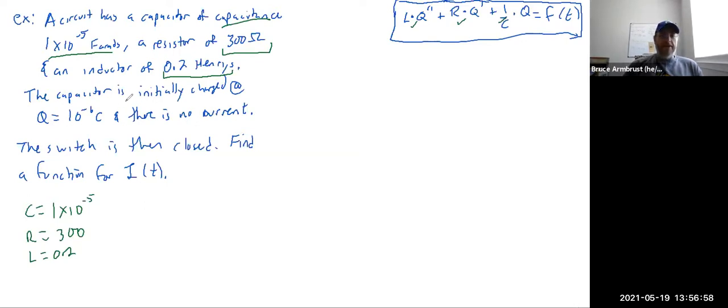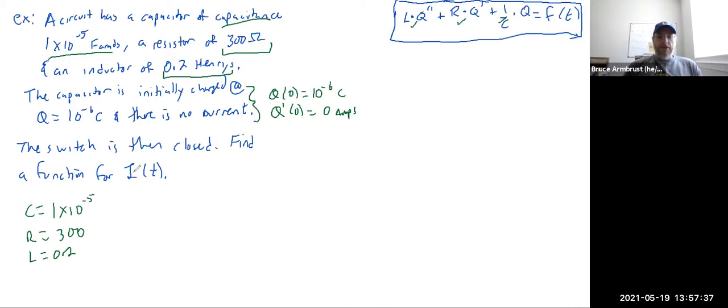This bit right here where it says the capacitor is initially charged at 10 to the minus 6 coulombs and there is no current, that gives us our initial conditions. This tells us Q of 0 is 10 to the minus 6, because that's the charge that's in the circuit at the start. And there is no current. Well, remember, current is Q prime. So Q prime of 0 is 0. So all of that gave us our initial conditions.